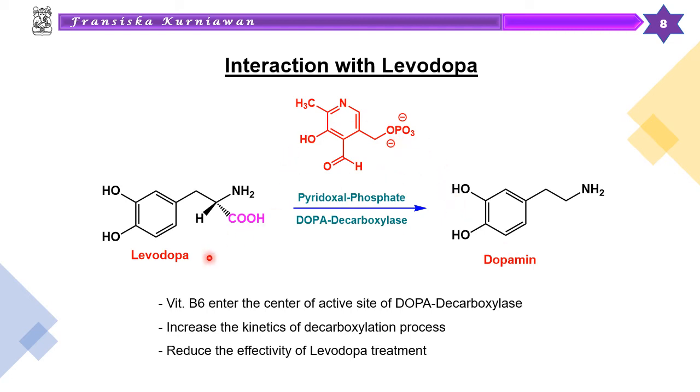Naturally it also happens, but it's so slow. But if you put it together with the pyridoxal, it will increase the speed of the reactions. And if the levodopa is changed a lot into dopamine, it will reduce the activity of the levodopa treatment.